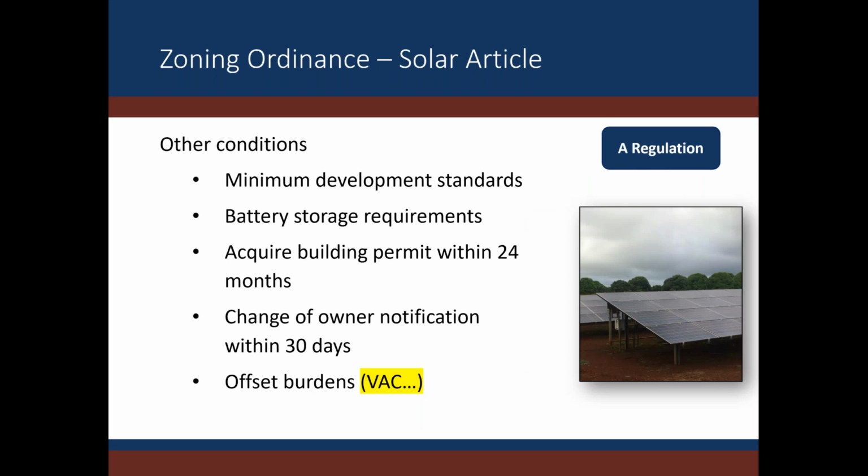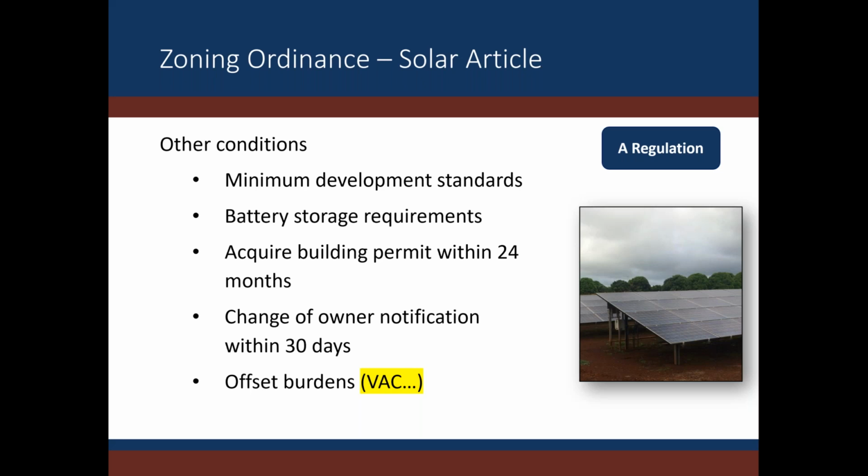Other conditions to include within the zoning ordinance solar article are going to be minimum development standards to address the land use concerns that Denise was describing, such as the maximum acreage and height of equipment. Battery storage should be addressed. Many solar sites are combining solar operations with battery storage. And so we would recommend a condition that requires 24/7 monitoring and automated fire suppression.